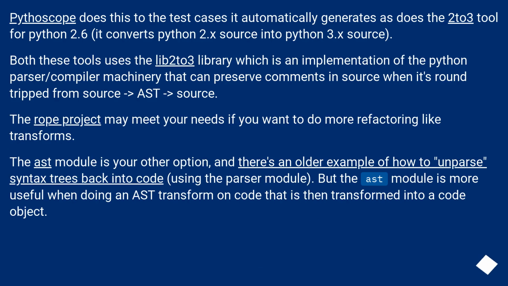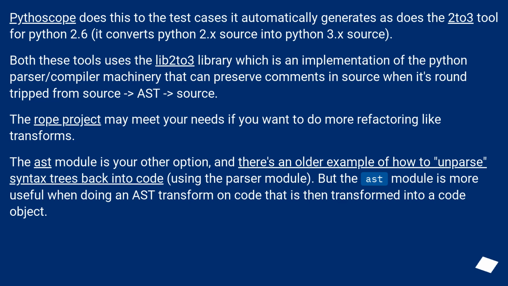Pythoscope does this to the test cases it automatically generates, as does the 2to3 tool for Python 2.6. It converts Python 2.x source into Python 3.x source. Both these tools use the lib2to3 library, which is an implementation of the Python parser/compiler machinery that can preserve comments in source when it's round-tripped from source, to AST, to source.